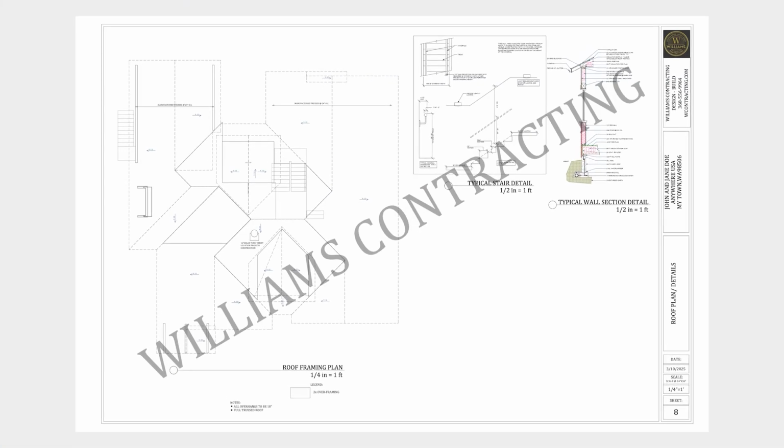Let's go to sheet number 8. Sheet number 8 is additional information that's needed for constructing the home. This is just the main overview of the roof plan. We've got a couple of standard details here.